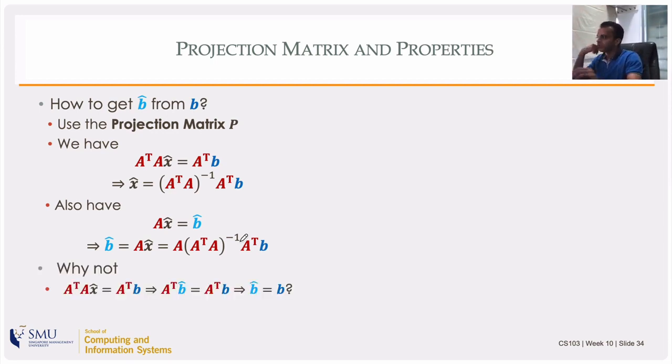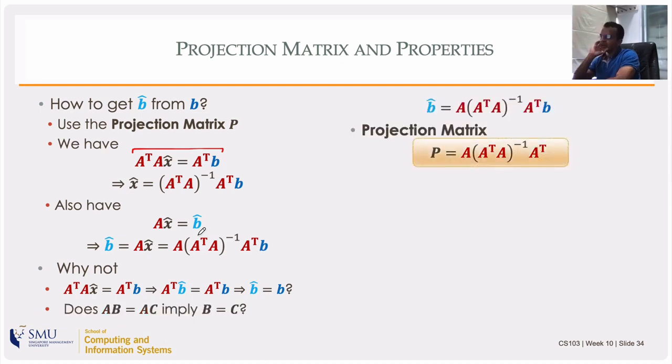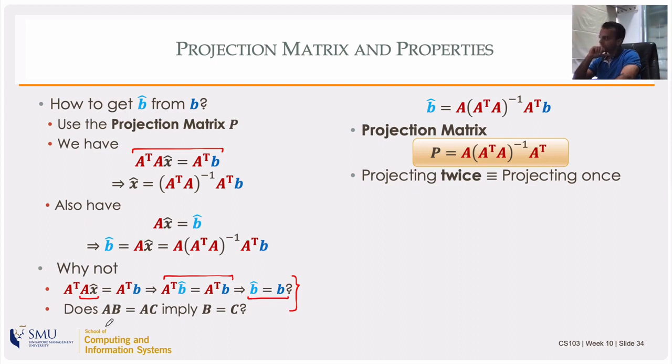Now, if you just expand it and write it this way, B hat is equal to P times B. So that is the projection matrix. This you have to think about; I'm going to leave it to you as an exercise. If I have A transpose A x hat, and A x hat is just B hat, and A transpose B, then I have A transpose B hat is equal to A transpose B. Does that imply B hat is equal to B? Does AB equal AC imply that B is equal to C? That is something that you have to think about, and maybe do this in SageMath with a couple of examples, constructing examples to either prove or disprove it.